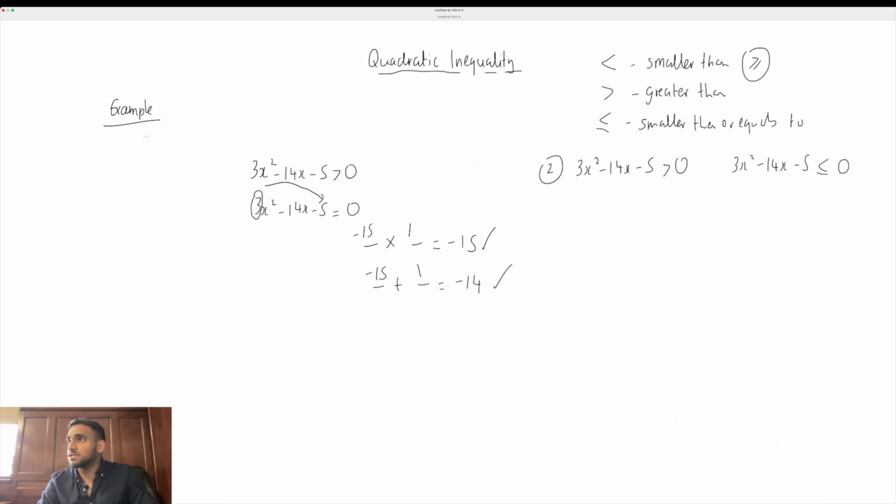It works. So now remember, this is important. What you do, 3x squared. The two numbers that you found, minus 15 and 1, bring it here, but you've got to make sure you add an x to them, right? So minus 15x plus x, and then don't forget to carry the minus 5 equals 0.